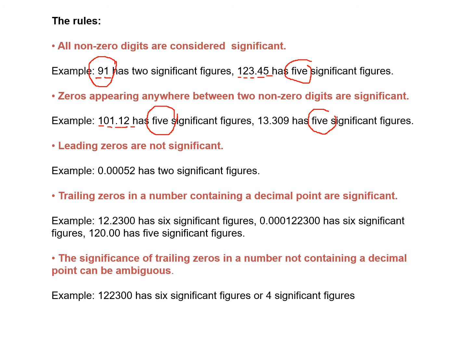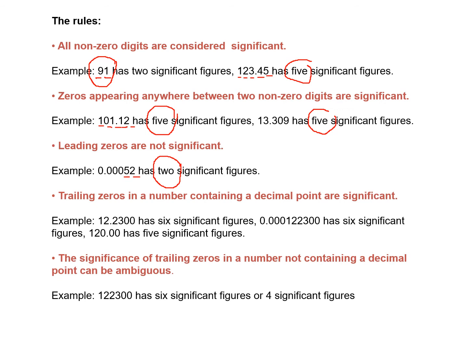How about the leading 0? Leading 0 means the 0 in front of the numbers, like 0.00052. 0.00052 has only two significant figures, meaning that we don't count the 0 at the front of the number. Whether the number has a decimal point or not, we don't count the 0 in front of the numbers. So we only count 5 and 2, which gives two significant figures.